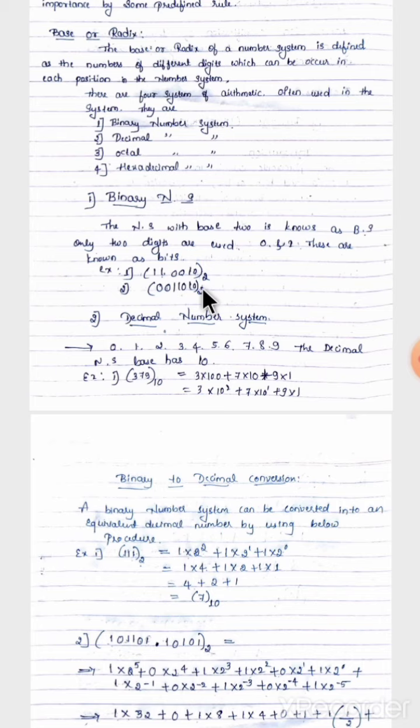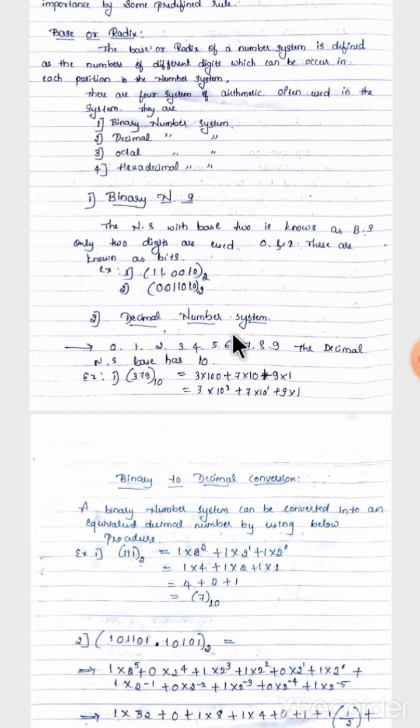Similarly, for a second example, you can take any number. How many digits you want you can take, but only 0 and 1. 0 many times, 1 many times, how many times you want you can take with base 2. That is indicated as a binary number system.